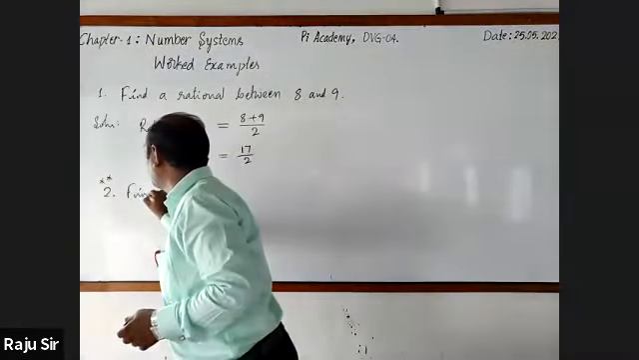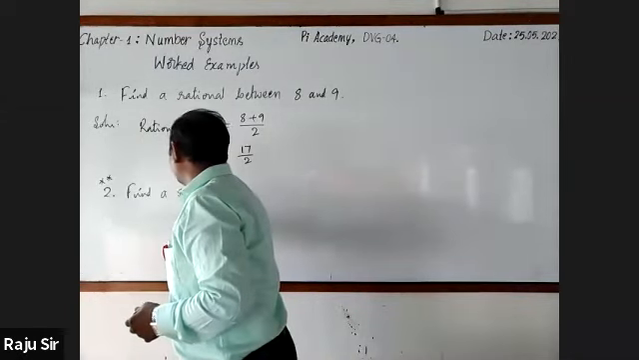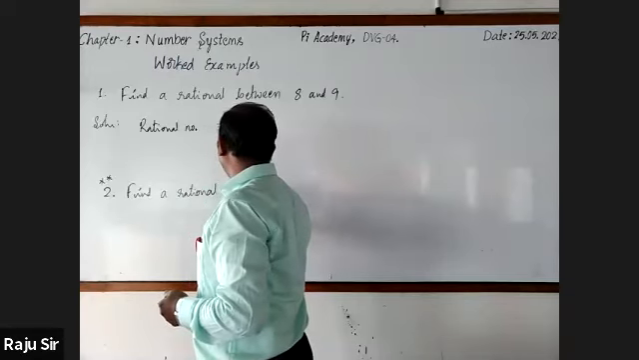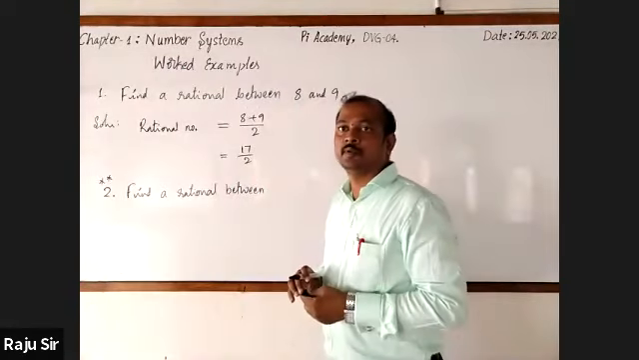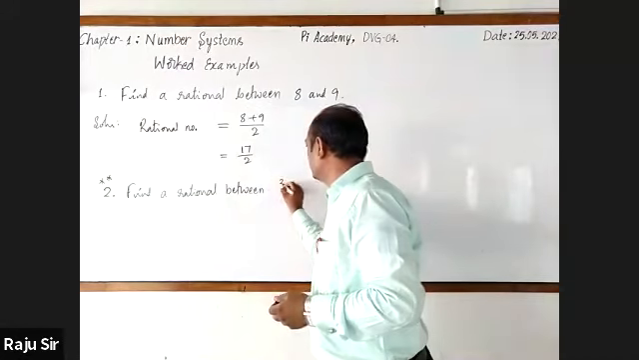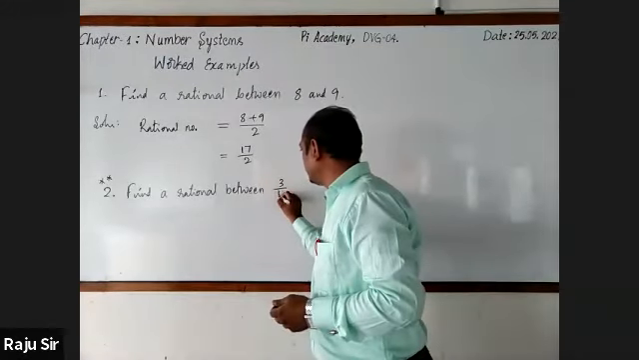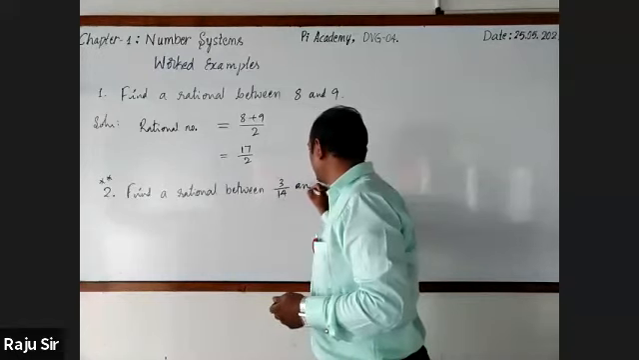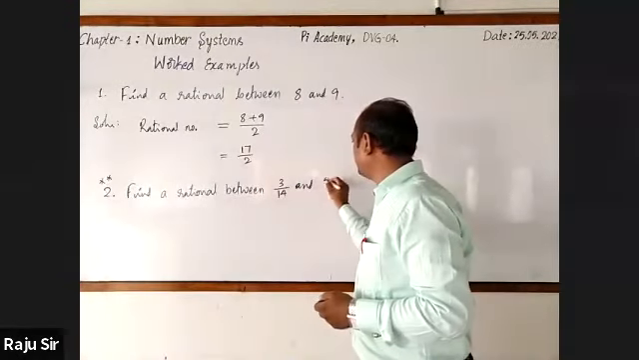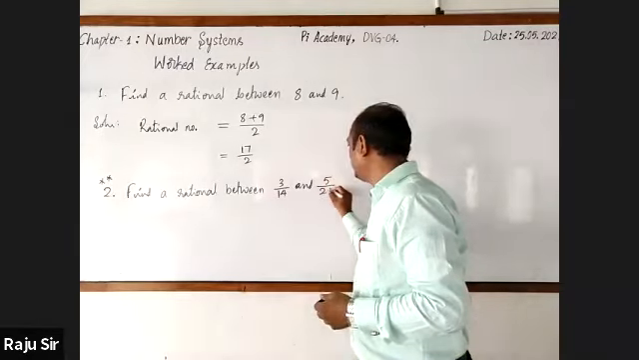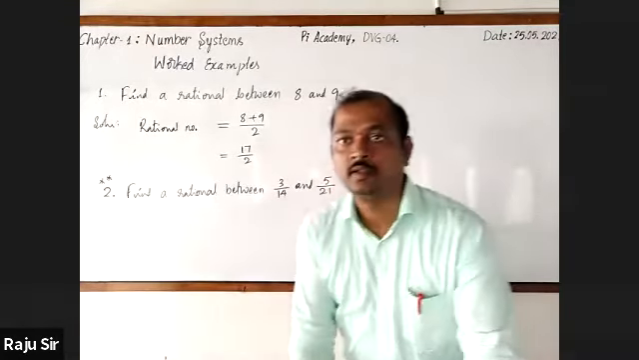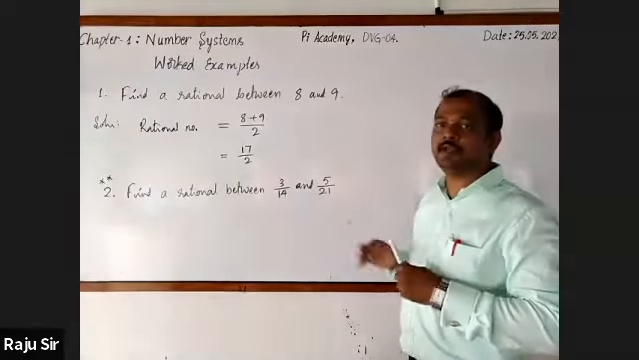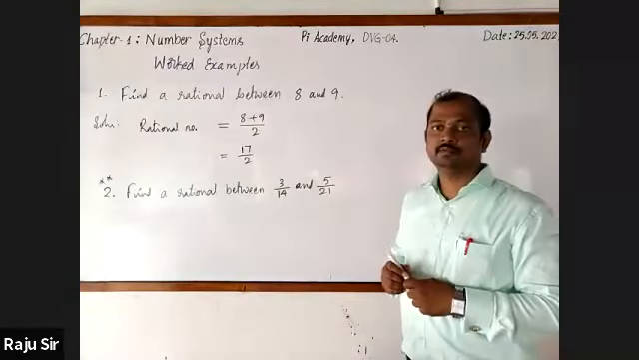Find a rational number between 3 by 14 and 5 by 21. Find a rational number between 3 by 14 and 5 by 21.